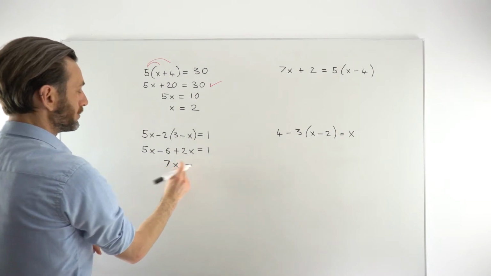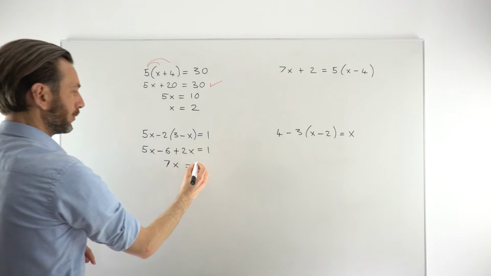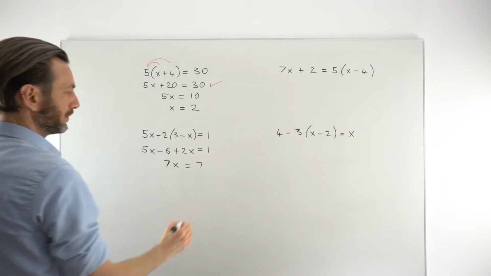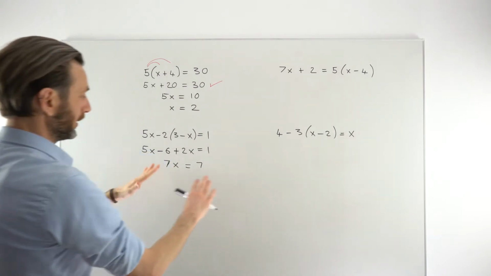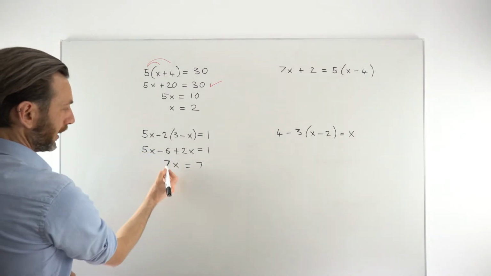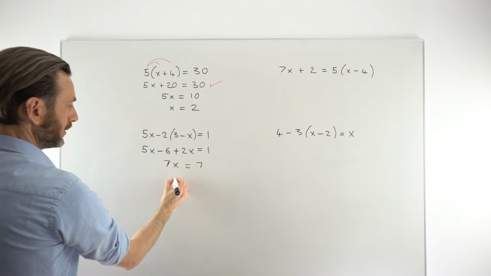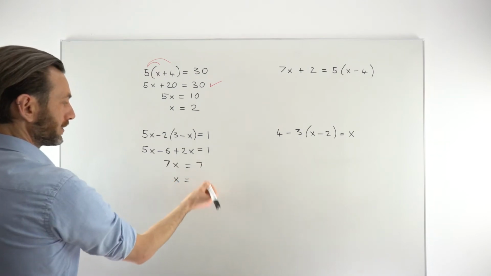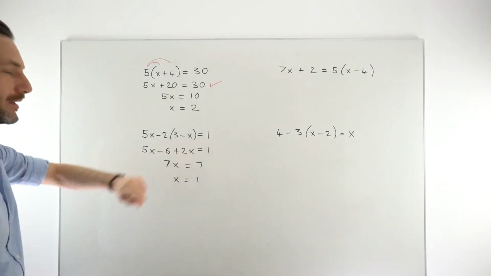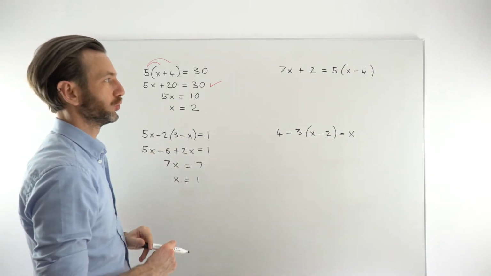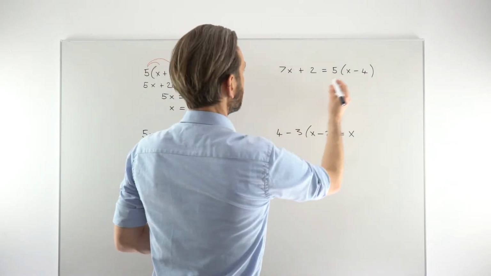7x. We're going to move the minus 6 to the other side. It will become a positive to give us 1 plus 6, which is positive 7. And then finally, like all linear equations, dividing both sides by the coefficient of the x to get x equals 7 divided by 7 is 1. So 1 is the solution to that equation. Not too bad.